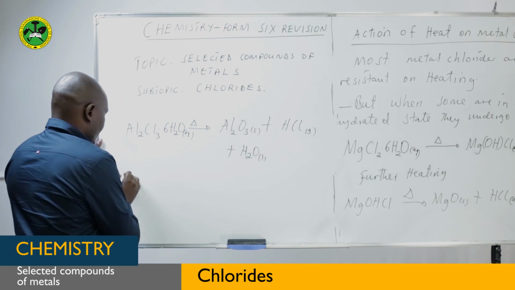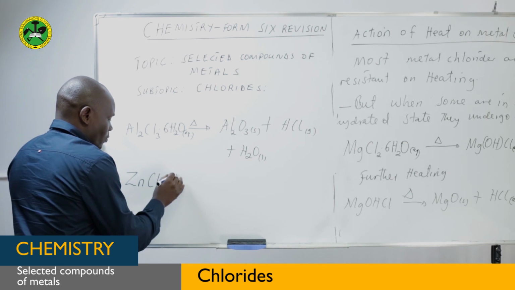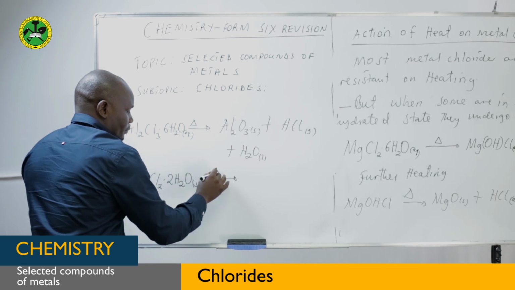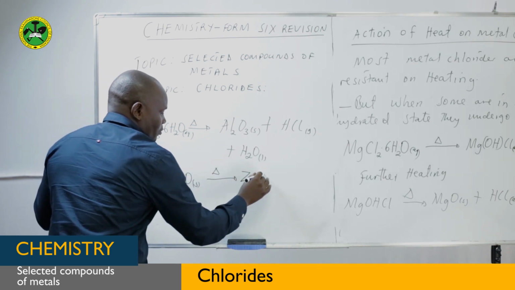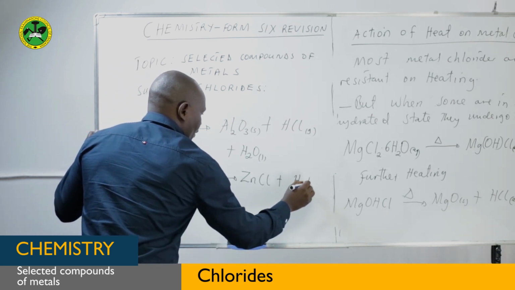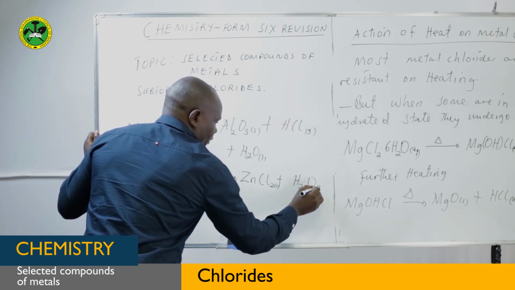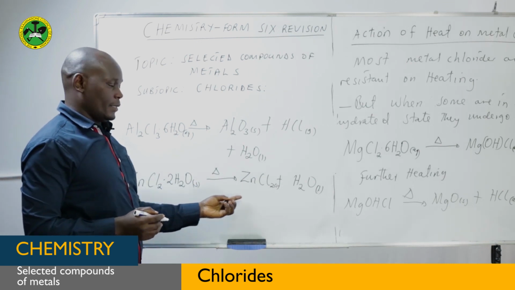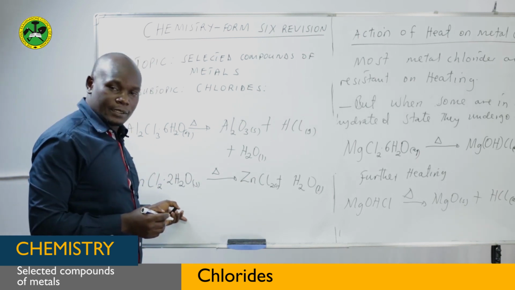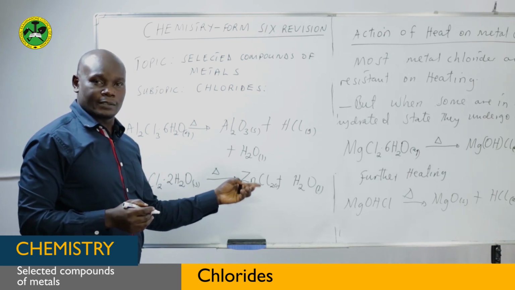and zinc chloride. But for zinc chloride, which has 2 water molecules, when heated it releases zinc chloride, then plus water, which means that you can now prepare the anhydrous zinc chloride by heating the hydrated zinc chloride. Then now you'll have the product of our anhydrous zinc chloride.